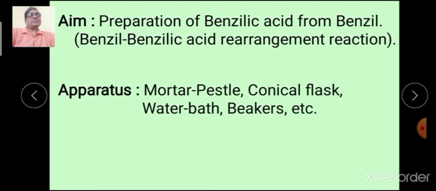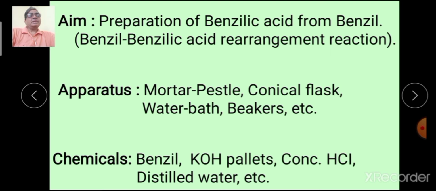The apparatus: mortar, pestle. We require conical flask, water bath, beaker, etc. The chemicals required, of course, the starting material Benzil, then potassium hydroxide pellets, concentrated hydrochloric acid and distilled water.